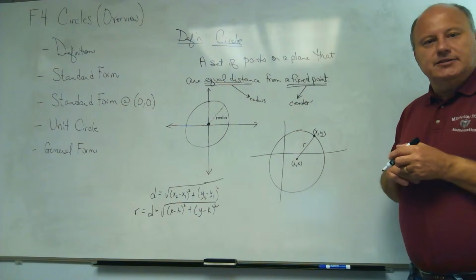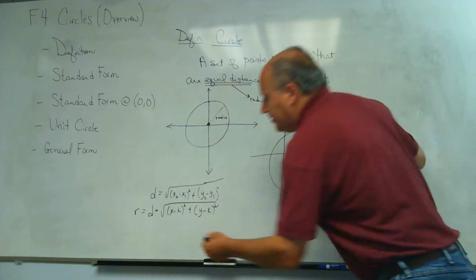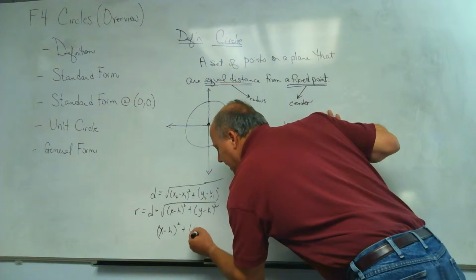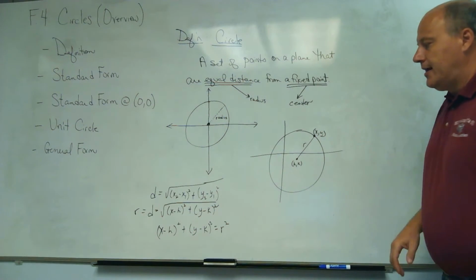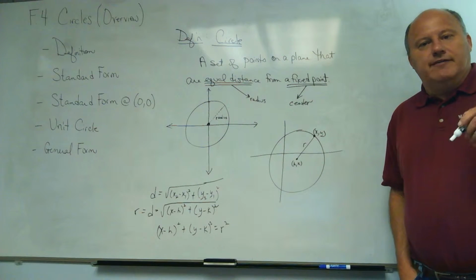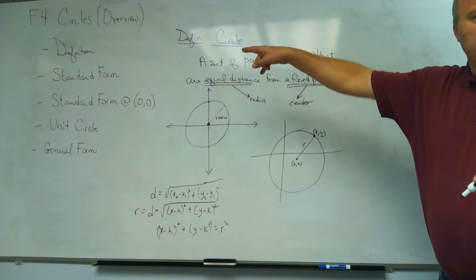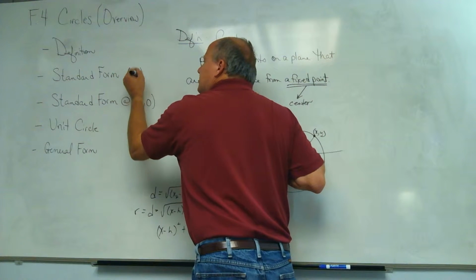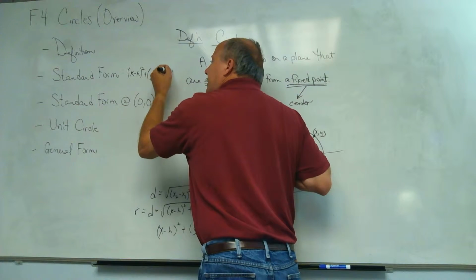If I square both sides, the radical goes away. It's x minus h squared plus y minus k squared equals r squared. And that is the formula to find the equation of a circle. And it comes from the distance formula. And that's the standard form. So standard form is x minus h squared plus y minus k squared equals the radius squared.